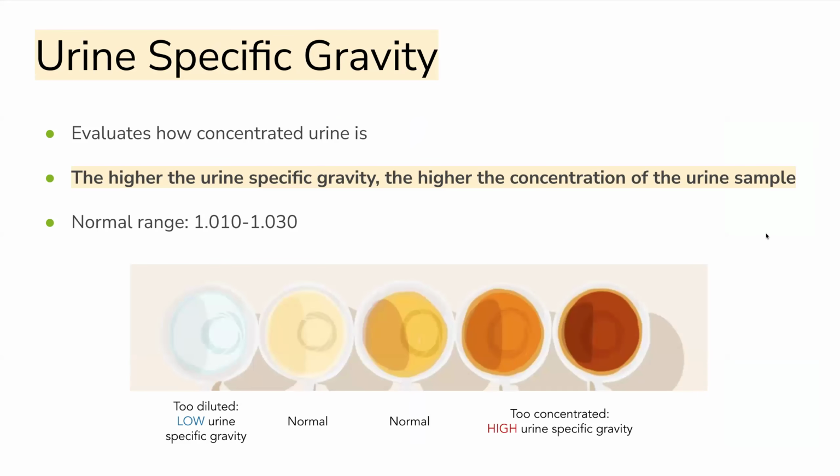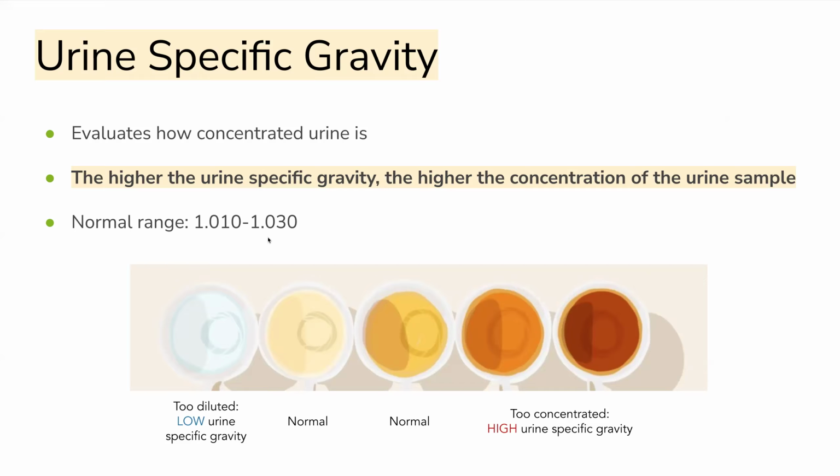So urine specific gravity, it basically tells you how concentrated is the urine. Okay? So the higher the urine specific gravity, the more concentrated it is. So if we were to look at these cups of urine, we would see the normal appearance of urine, right? Light yellow, yellow. This is normal. This corresponds with a urine specific gravity that is between 1010 to 1030. Normal urine specific gravity, 1010 to 1030.